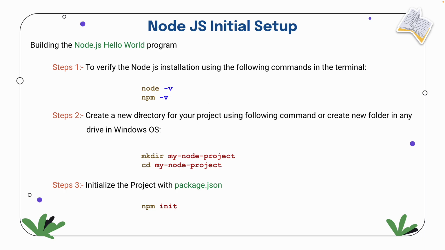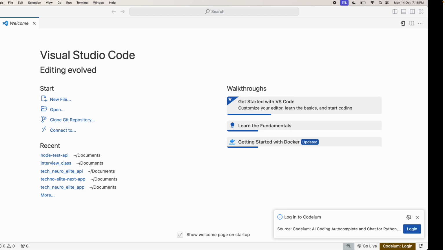Now next is to create a new directory for the project. Directory means a folder. In your Windows system, you can go to some drive and create a new folder. In the same way on Mac, we can do it using the GUI, or we can go to the command prompt or terminal and use mkdir and the folder name. So in the same way we will go here.